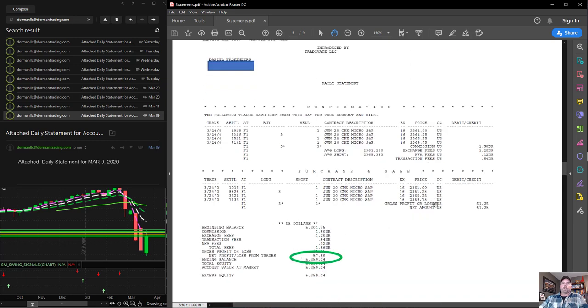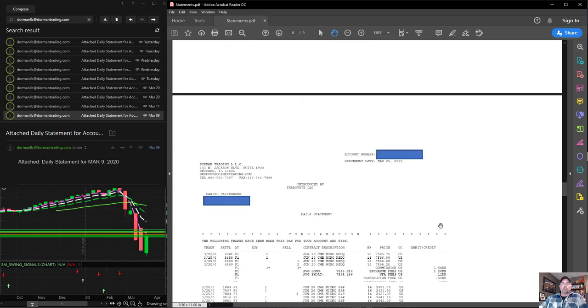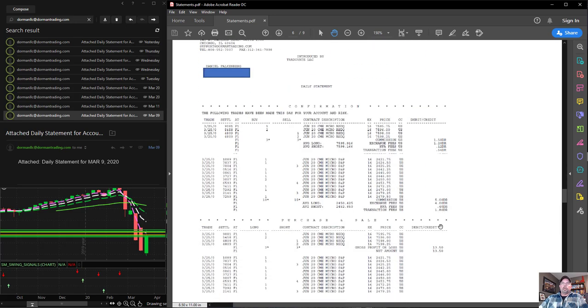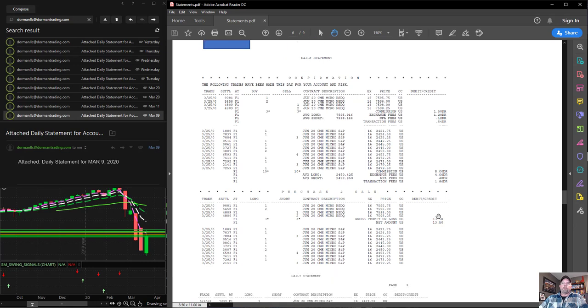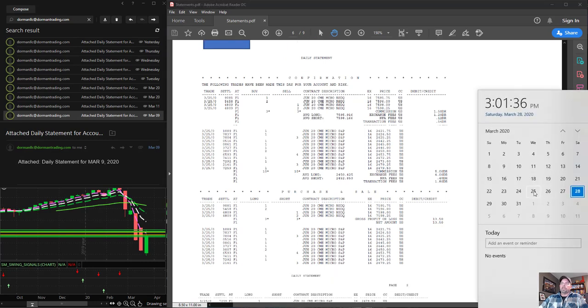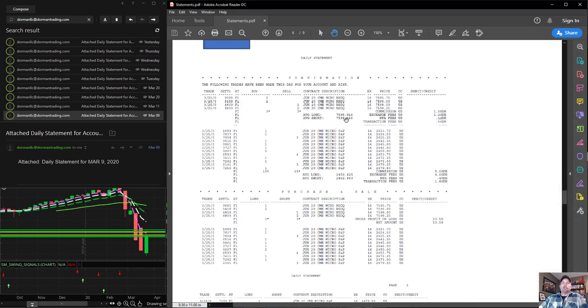57 and change. And then on March 25th, which, we'll look at our calendar quick, that was actually this Wednesday. So I had a few extra trades that day. We had a couple different setups. So I was in 1, 2, 3 times on the MES. And I was also doing some testing on the MNQ.